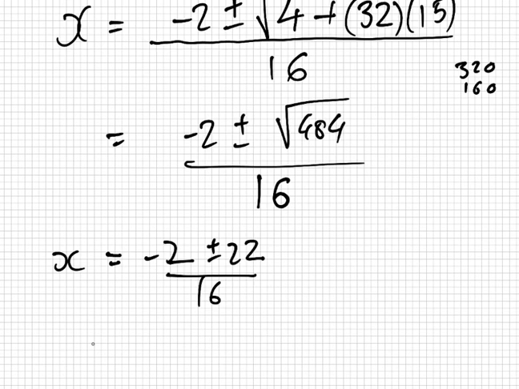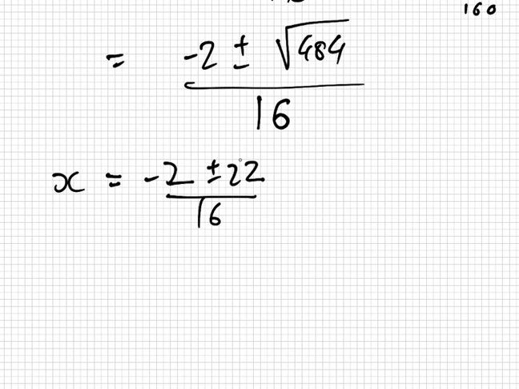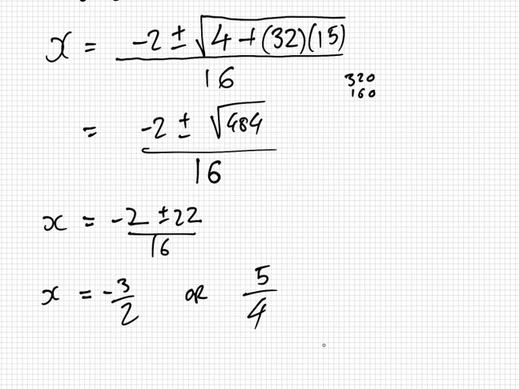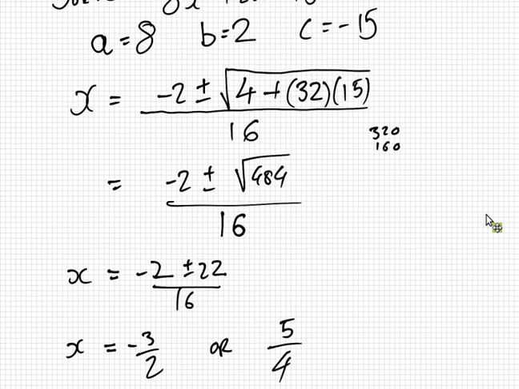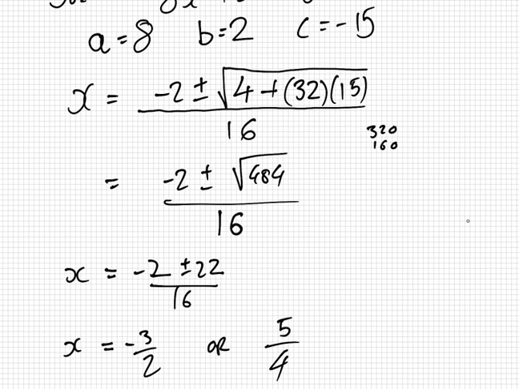Okay. So if I take the minus 1 first, I'll get minus 24 over 16, minus 3 over 2. And then the plus 1 would be 5 over 4. Right, so in question 1, I made the answers so that they work out as fractions. Okay. Write that down, please.